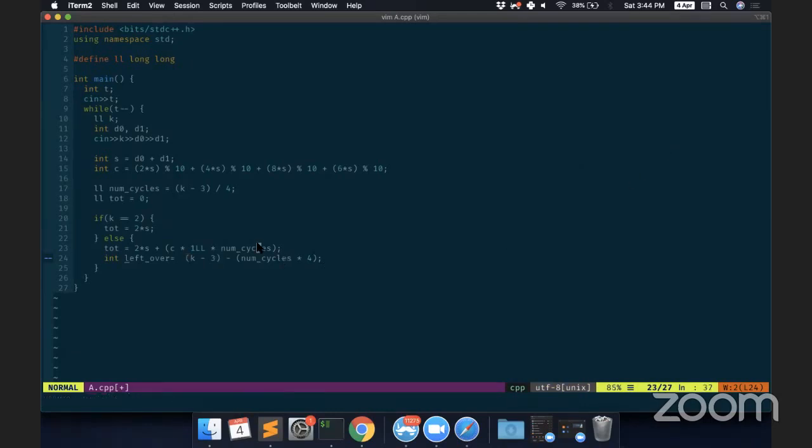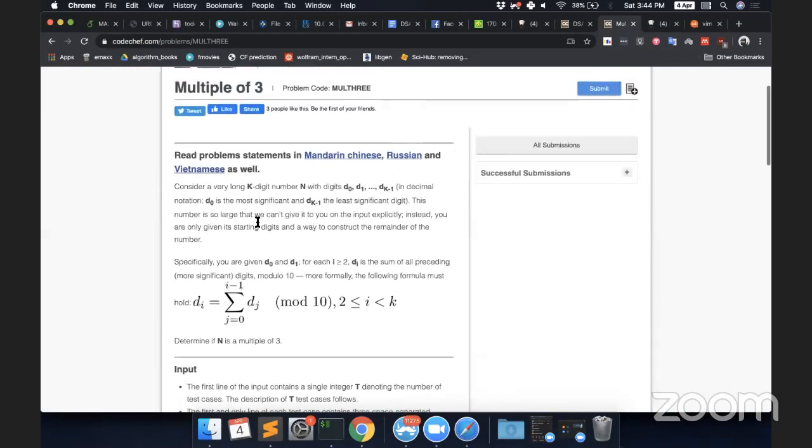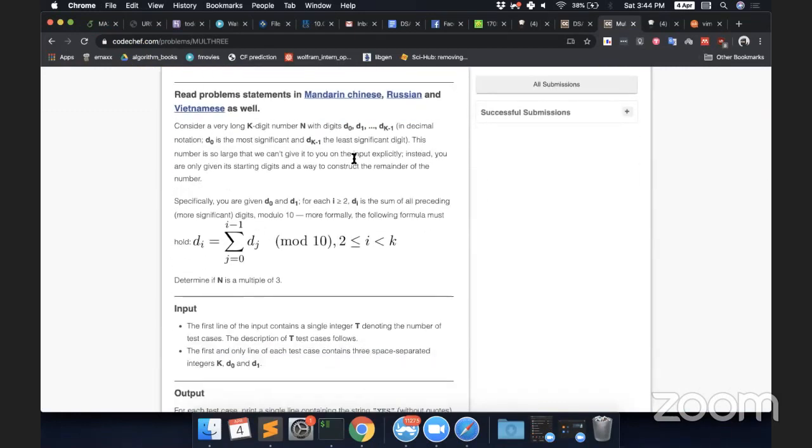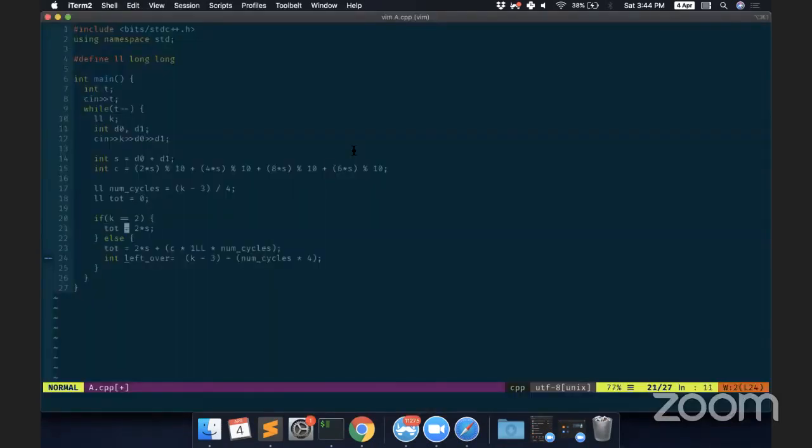For k equal to 2, it shouldn't only be d0 plus d1. Okay, my bad. Maybe I'm incorrect. Yeah, sorry, my bad. Because it's less than k, so it's up to 1. Otherwise, it's basically 2 times s, because we are covering d0, d1, d2 definitely. And then we are covering c times number of cycles. And after covering all the cycles, we are covering the leftover.